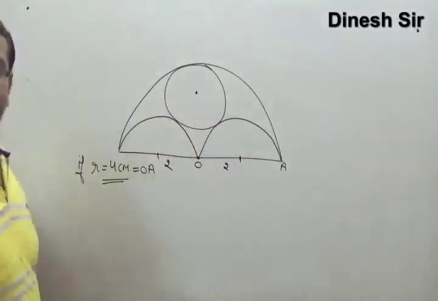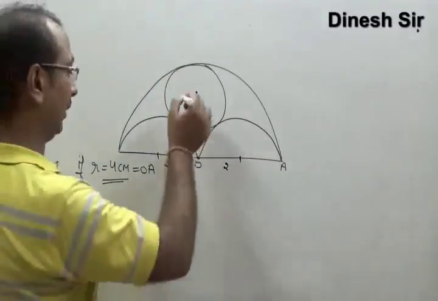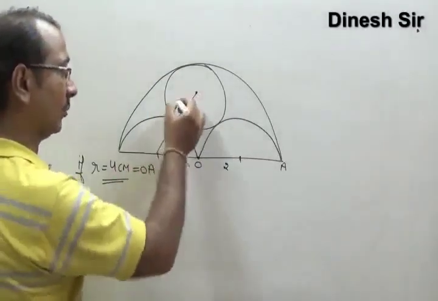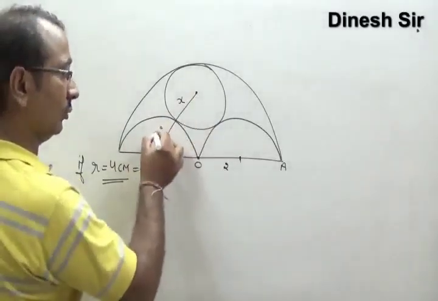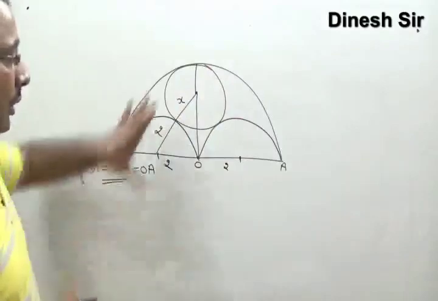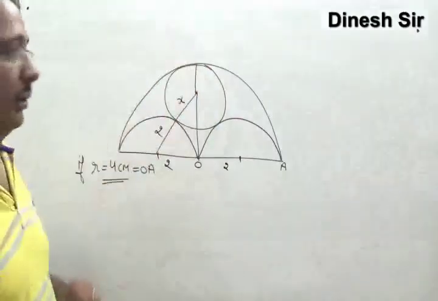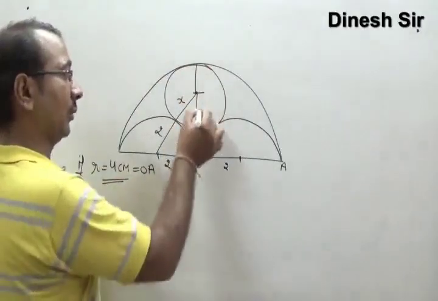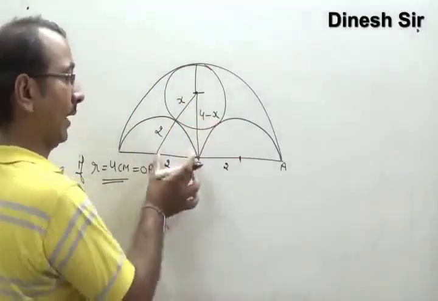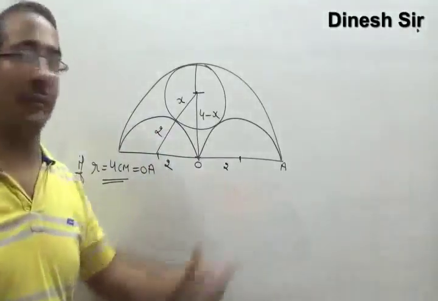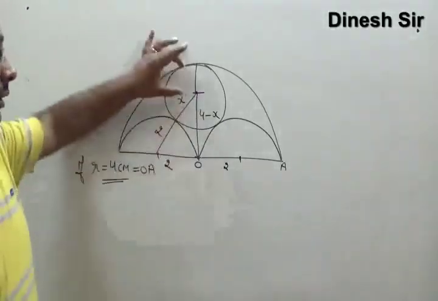Suppose the center of the circle is O and I have assumed that the radius of the circle is x. So this is x, this is 2, and the total is 4, this portion is x. So from here to here, this portion is 4 minus x and this is 2. From here we can infer that this is the radius of the semicircle, the total is 4, this portion is x.